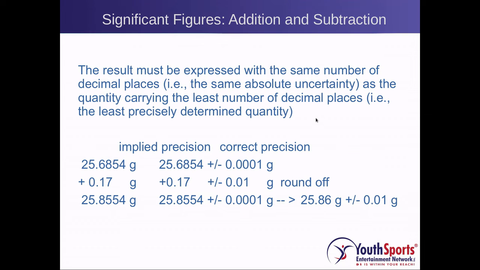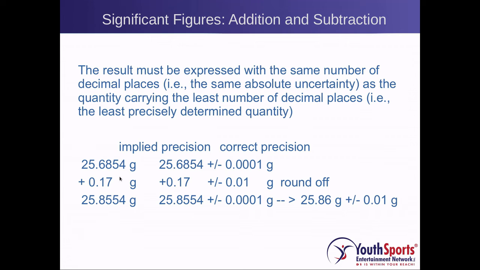Now, when you're adding and subtracting numbers with different numbers of significant figures, here's how it's done. We've got a number like 25.6854 with a precision of a ten-thousandth of a gram, which is 0.0001 grams. So this is a very precise measurement. But you're adding it to 0.17 grams with a precision of only 0.01. So this number is not very precise. It doesn't really matter how precise the other one is, because you've got a huge error range here, and you're not sure of any of these digits after the 7. Even the 7 you're not sure of; it could be 8 or 1. So you're adding a very precise number to an imprecise number.